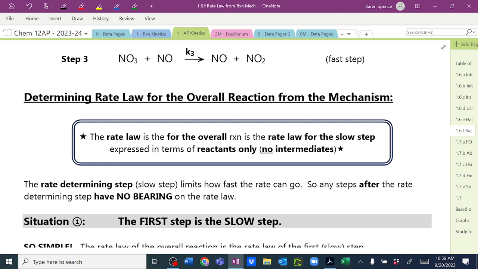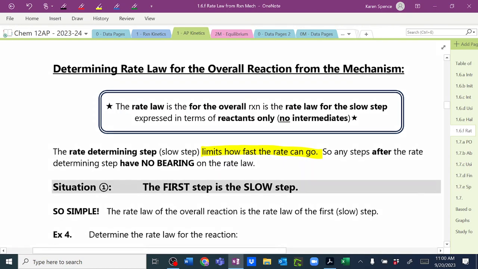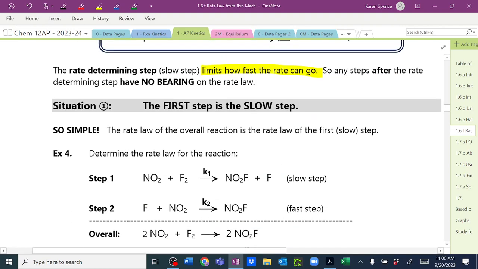So the rate determining step, as we know, limits how fast the rate can go. Oh, that was so nice and rhymey. The rate determining step, as we know, limits how fast the rate can go. So any steps after the rate determining step have no bearing on the rate law. Yes? So our easiest situation is going to be if the first step is the slow step.